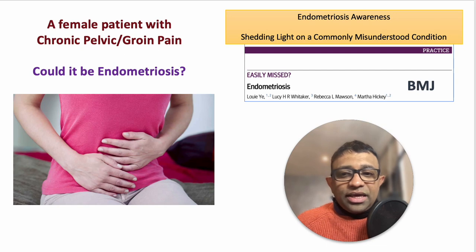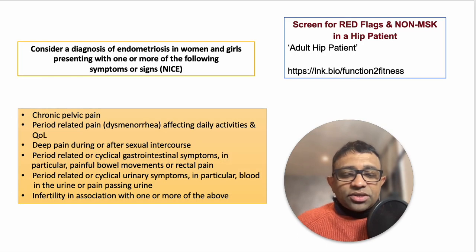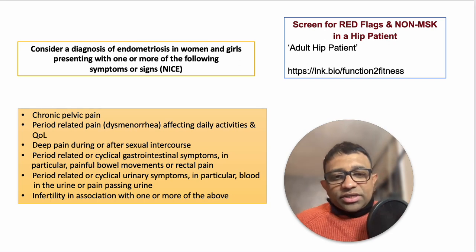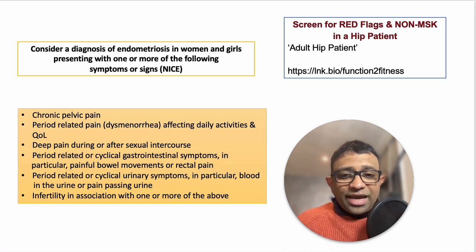So what are the key signs and symptoms? This is taken from the NICE guidelines. If you have young female patients coming with chronic pelvic pain, these are the screening questions which I generally ask: looking at period-related pain, if it's affecting daily activities, pain during sexual intercourse, pain which is cyclical, and also blood in the urine or pain passing urine, and it's also linked with infertility as well. So this is something to be screened.